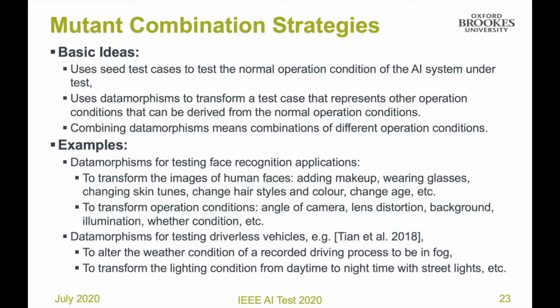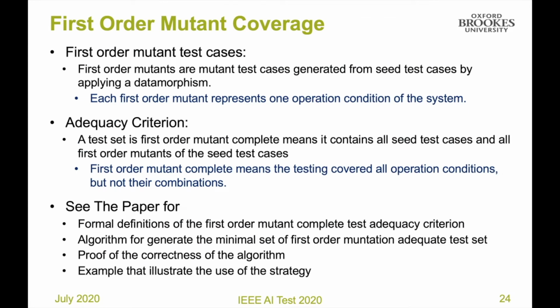Even for testing driverless vehicles, we can use datamorphisms to represent weather conditions, for example, adding fog into a recorded driving process. It can be used to transform the lighting condition from daytime to nighttime with street lights, etc. So combinations of these kinds of things will be daytime with fog and nighttime with fog, etc. So they present the combination of operation conditions.